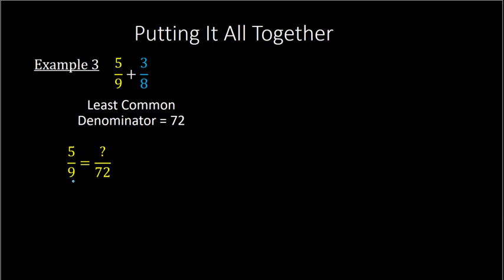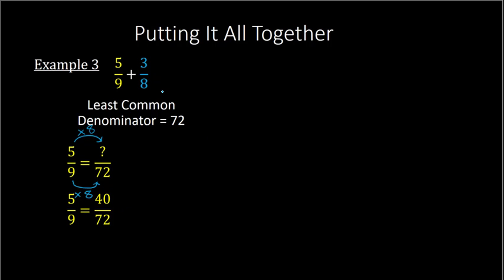So to do this, remember, we see that 9 times 8 gives us 72 on the bottom. So therefore, multiply the top by 8 as well. So 5 times 8 would give you 40. So 5/9 equals 40 over 72.